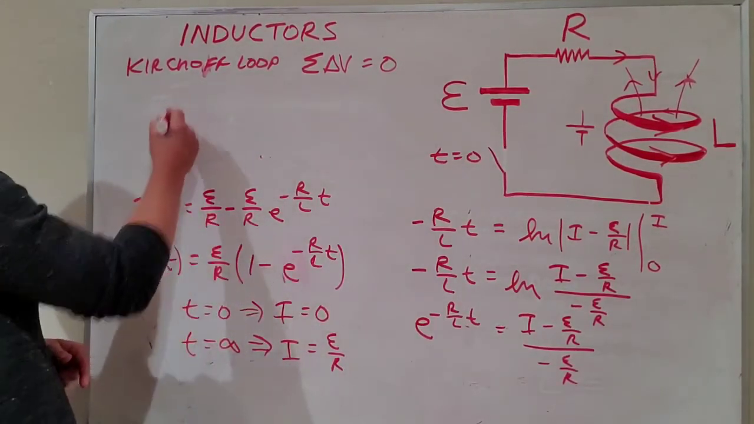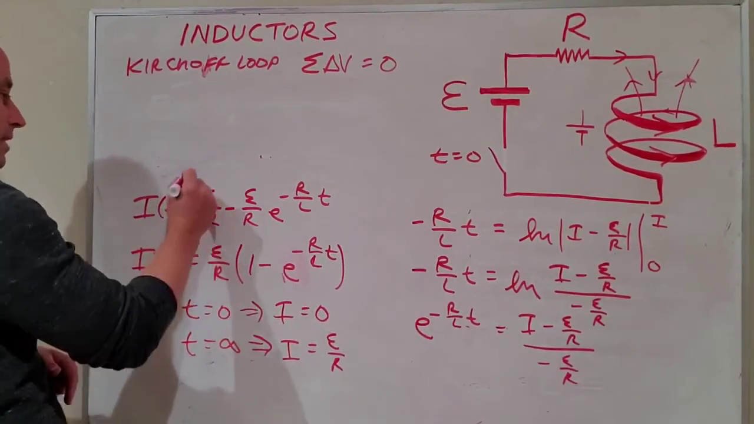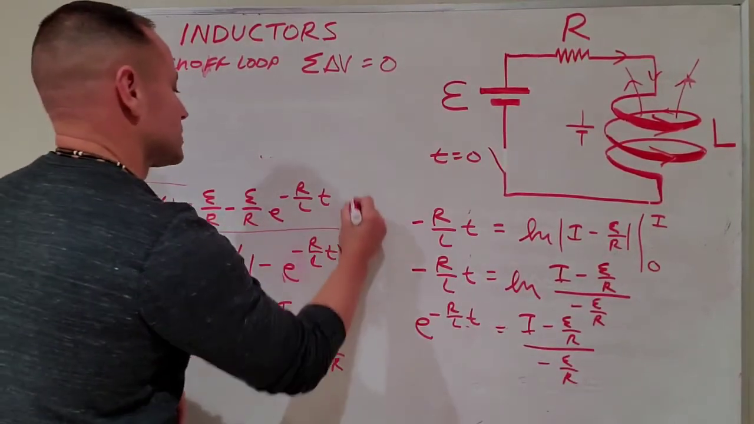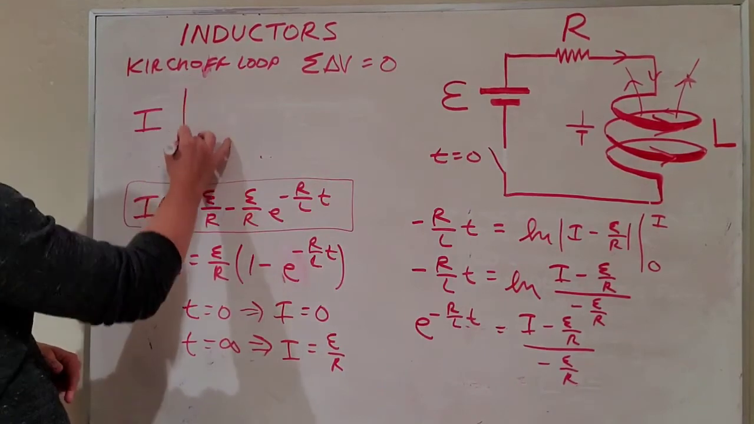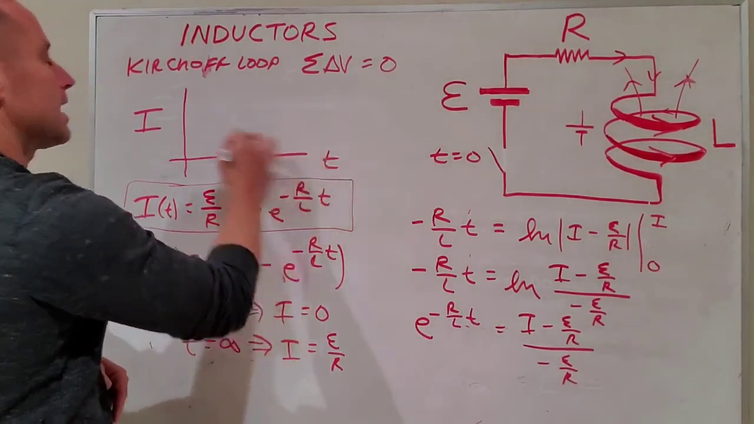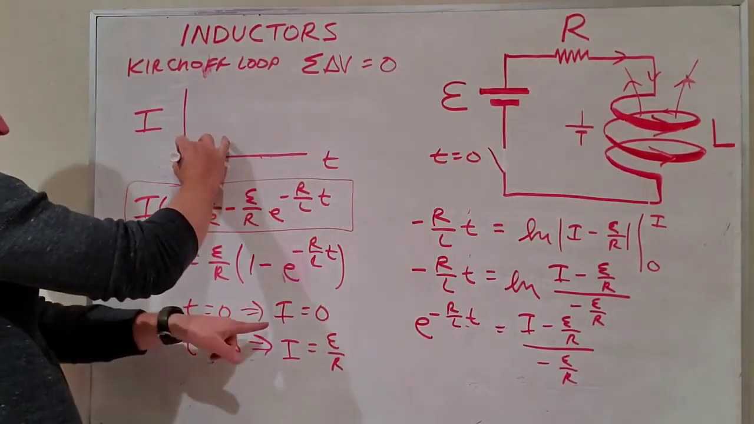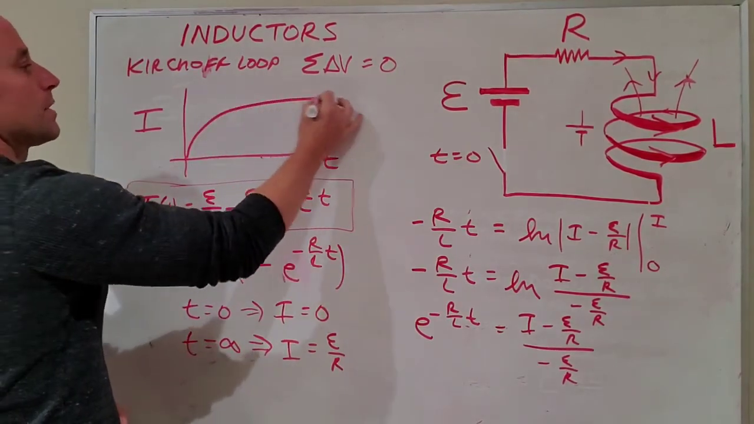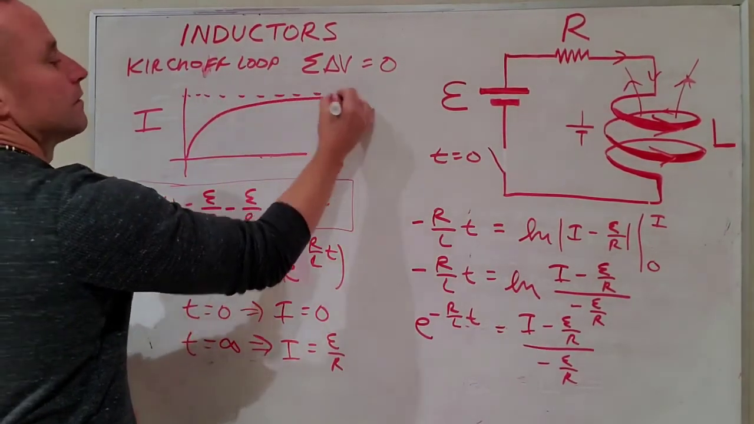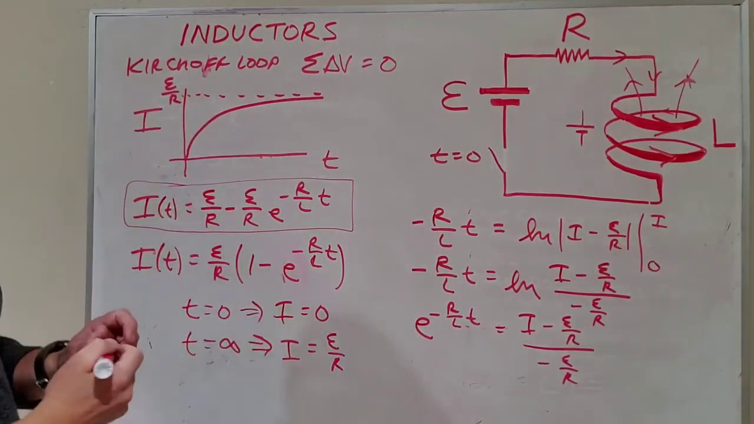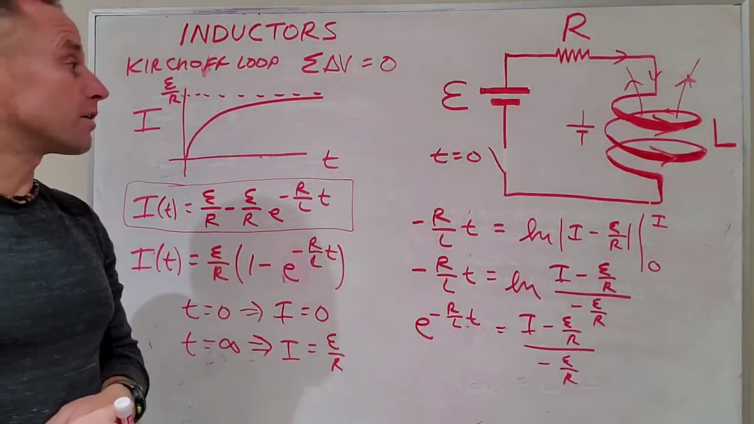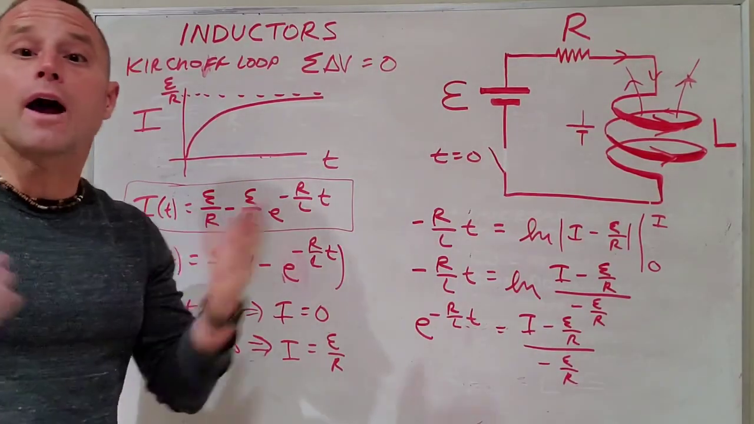So this function, well, either one, I guess I'll just circle this one or box this one, is this graph that we drew before. If you graph current against time, it's going to start at 0, and it's going to build up and approach the value that you would expect from Ohm's Law, or epsilon over r. So that's how you derive the time dependence of the current in the resistor-inductor circuit, or RL circuit.